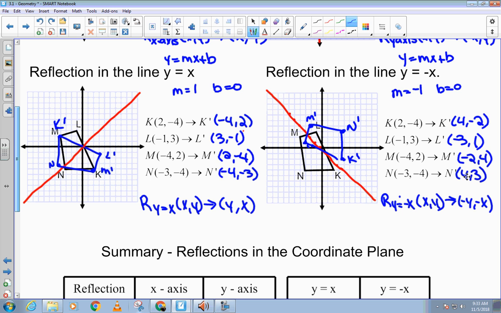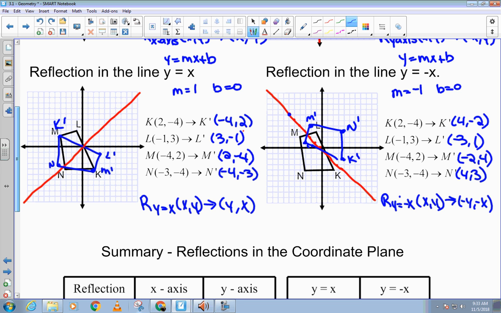Now, what's going to happen if you have a point that lies on the line? What's going to happen when you reflect over that line? Where does that point go? It stays on the line, doesn't it? Right? If you're reflecting over that line, it just stays there. Just think, if you were to fold your paper along that line, wouldn't that point still stay right there? Yes. So it doesn't go anywhere.